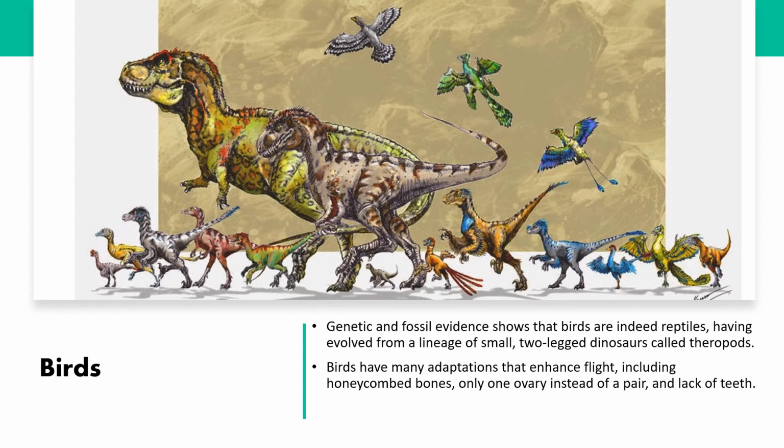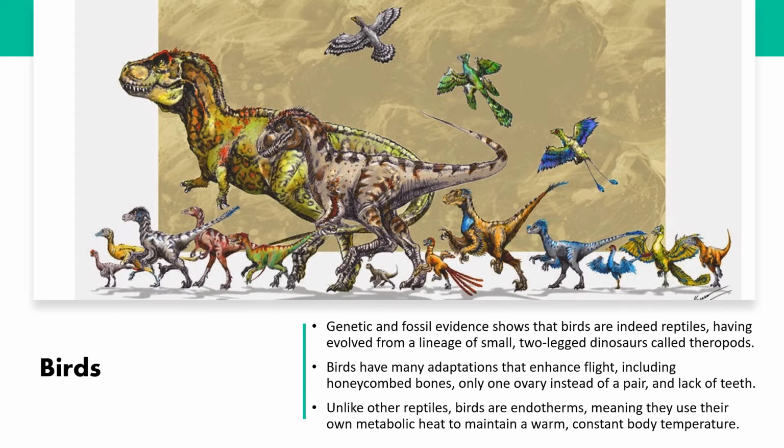They have one ovary instead of a pair of ovaries, again, to lessen their weight so that they can fly. And they also do not have teeth. Anything that weighs them down is going to be problematic for flight. And unlike other reptiles, they're going to be what we call endotherms. Endotherms are going to use their own metabolic heat to maintain a certain body temperature.